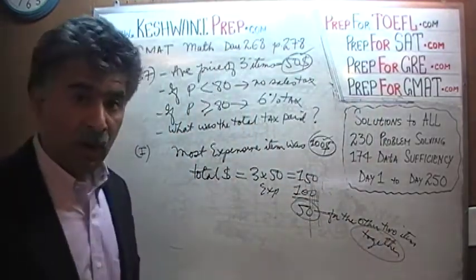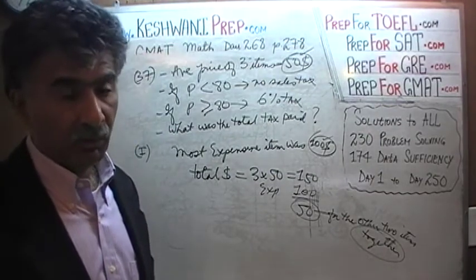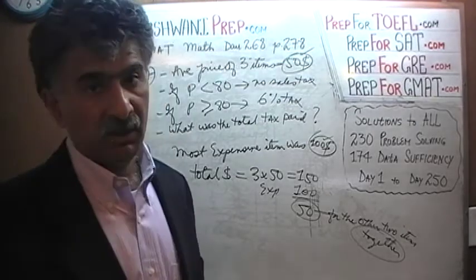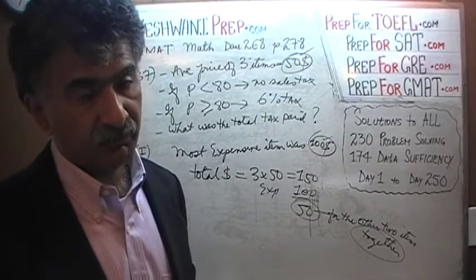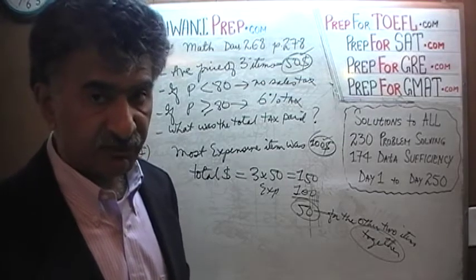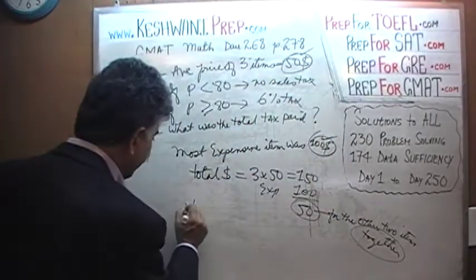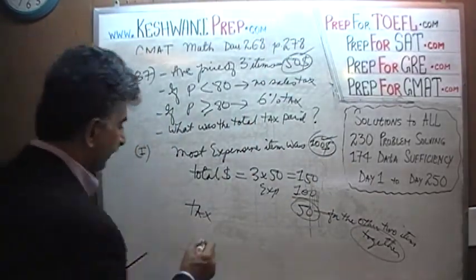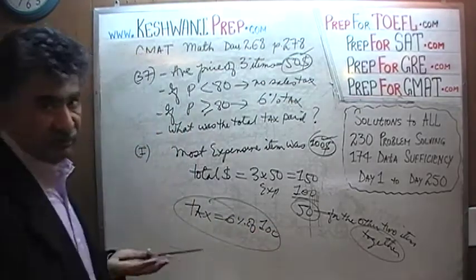The other 2 items together must have cost $50, and because their total cost is only $50, neither of those 2 items could have gone above $80. Which means the total sales tax that we're going to pay in this scenario is the sales tax on this item, which was the question: how much is the tax? The answer is 6% of $100. We're going to pay $6 in tax.